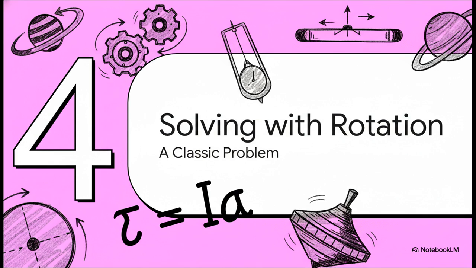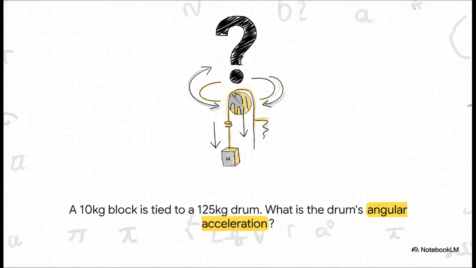Okay, awesome. We now have our two key ingredients, torque and moment of inertia. Now we get to do the fun part. Put our new formula, tau equals I alpha, to work and solve a classic physics problem. So here's the scene. You've got this big, heavy drum that can spin on an axle. A rope is wrapped around it, and hanging from that rope is a 10-kilogram block. We let go of the block, it falls, the rope unwinds, and the drum starts to spin. Our mission? Figure out exactly how quickly that drum accelerates its spin.